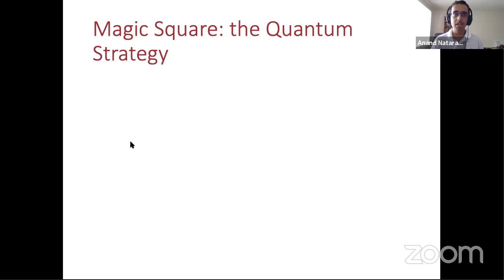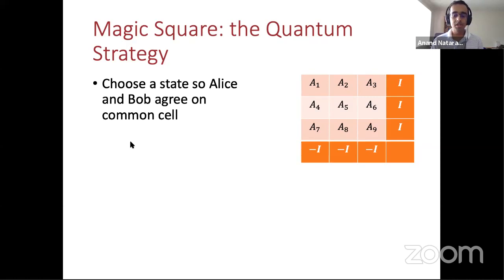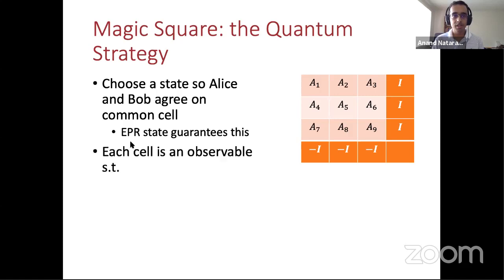So what's the intuition behind this proof? Well, I have to first tell you what a quantum strategy looks like. In general, a quantum strategy is first going to consist of a state that Alice and Bob have to share. And to satisfy this condition that Alice and Bob should always agree on the cell that they share in common, we're going to have them use the EPR state. And the EPR state has this nice property that if you perform the same measurement on both halves of it, you get the same outcome, essentially. So this will give you this consistency condition for free. So that's why the EPR state shows up.